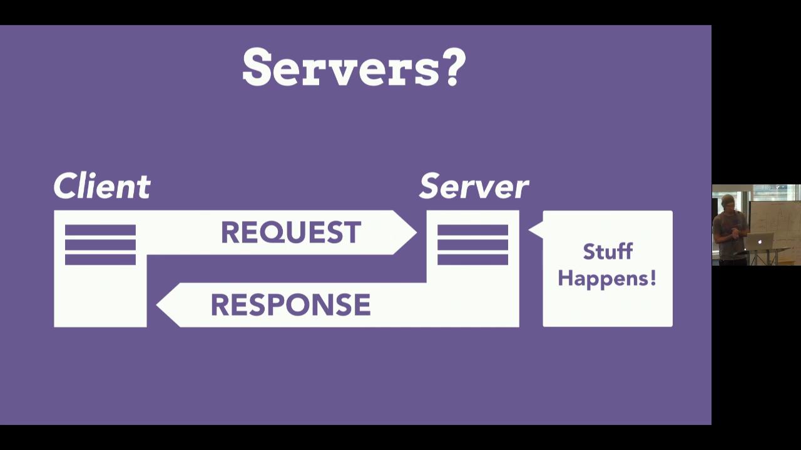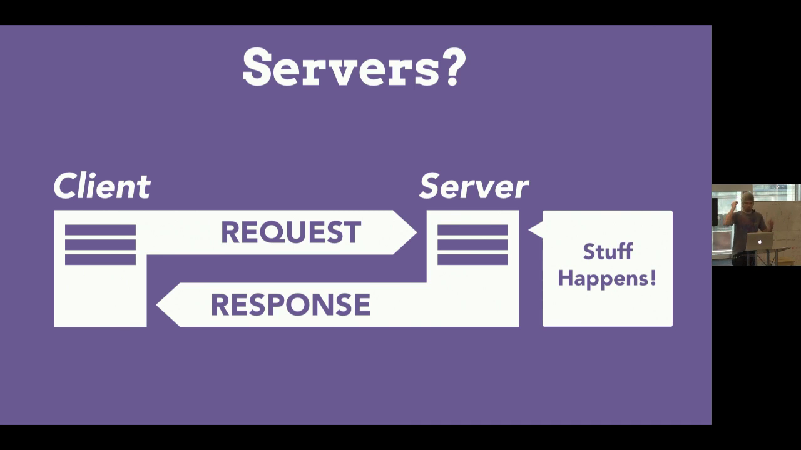Okay, so what about servers? There are many ways for clients and servers to communicate with each other. But one of the more common ways, and the way that HTTP uses, is the request-response model. So we've got this client. Client makes a request to the server. Stuff happens. This is where you get to decide what happens, right? Maybe you connect to a database, make a call to the database, grab some data from it, and then send all that data back in the response.